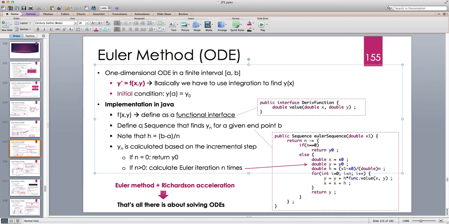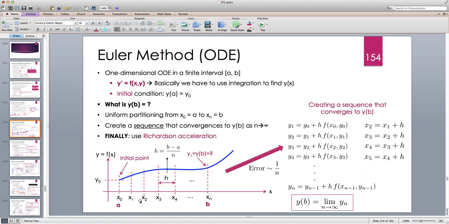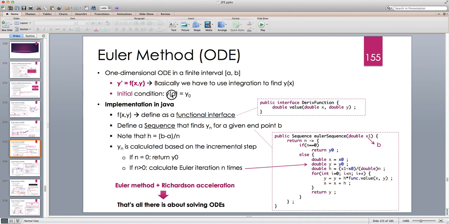And then we define a sequence. Remember, yn is a sequence that converges to the value of the function at point b, and b can be any point after a, any later point, right? So we define a sequence that finds yn for a given endpoint b. Here b is basically x1. I changed the name in the code, so this x1 is basically my b. Don't confuse it with the x1 that I had here. It's b, some later point after x0. x0 is my initial point a.